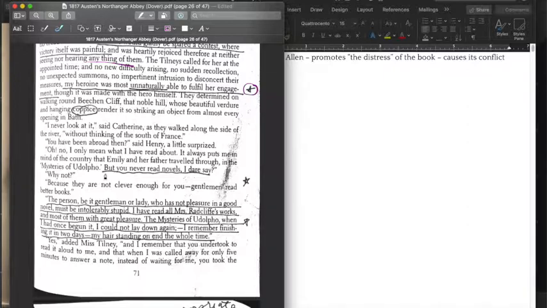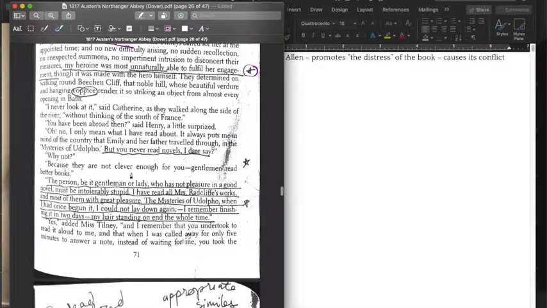So she's like, oh, this makes me think of France. And he's like, you've been to France? And she's like, no, I read about it in a book. But now she's shy, because remember what happened with Thorpe. She's like, but you never read novels, I dare say. Why not? Because they are not clever enough for you. Gentlemen read better books. She's preparing herself to hear that books are bad. And this is Henry's response.